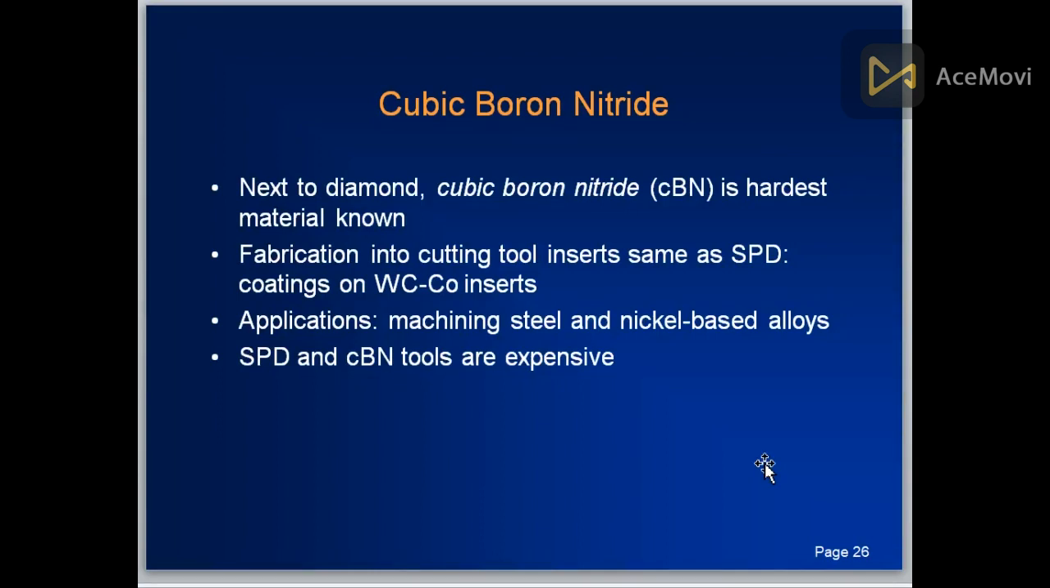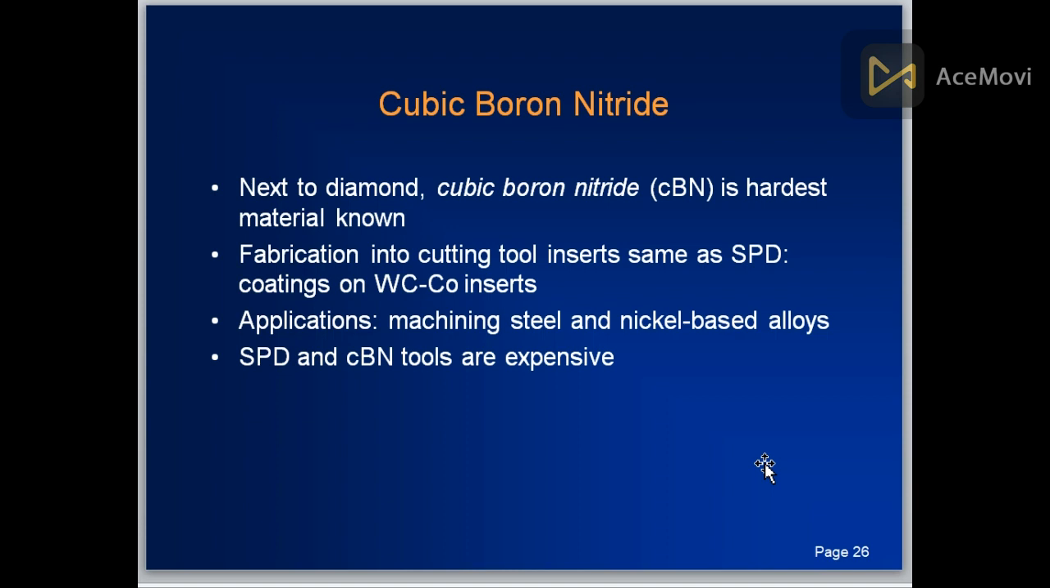Cubic boron nitride is next to diamond. CBN is the hardest material known after diamond. Fabricated into cutting tools and inserts the same as synthetic SPDs, as a coating on cobalt inserts. Application: machining steels and nickel-based alloys. SPD and CBN tools are expensive because they use diamonds and cubic boron nitride.